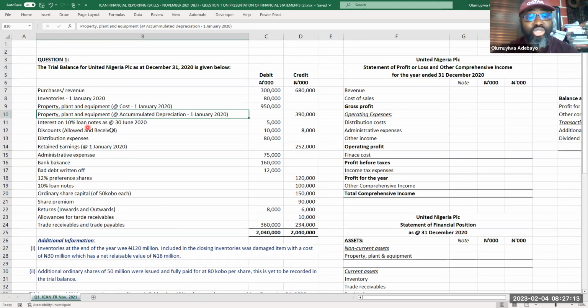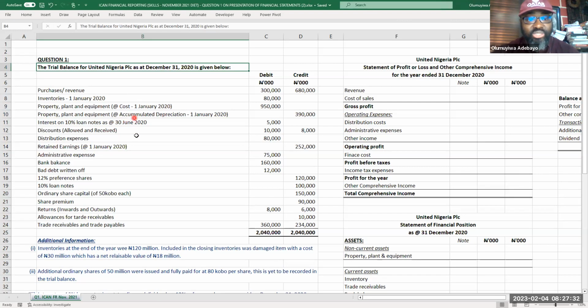Okay, interest on loan is an expense, but there is a comma here. The comma there is that we need to be very diligent. Interest on loan notes as at 30th June 2020. But remember, the year ends 31st December 2020.